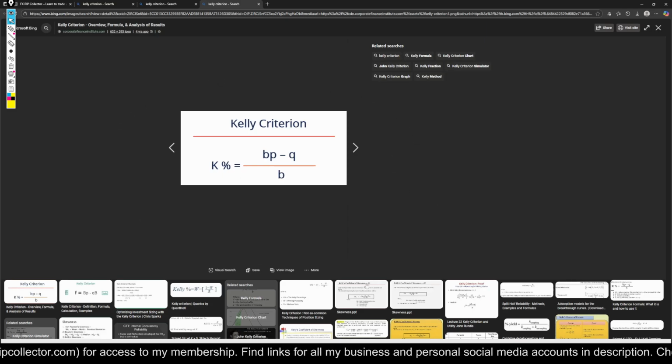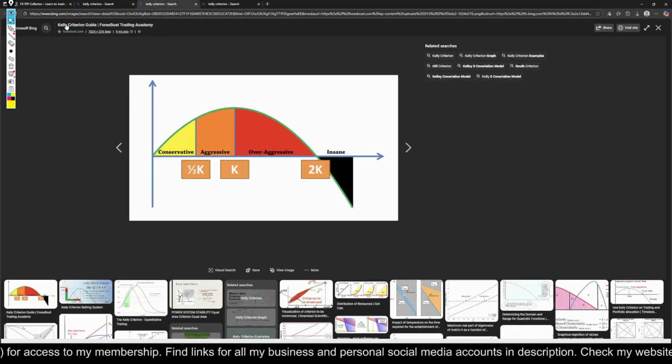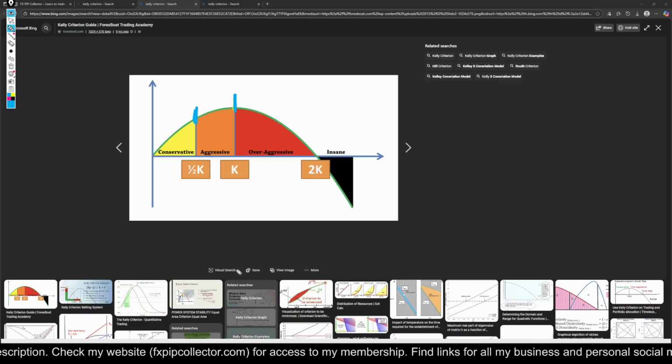So I've applied the Kelly criterion formula. What that does is it gives you a bell curve. The peak of the bell curve right here in the middle is the most ideal position sizing that you should be using based on your risk. Most people use half Kelly, which is right here, which is what I'm doing. So full Kelly for me is about 20% per trade. Half Kelly is right around 10% per trade based on my statistics.